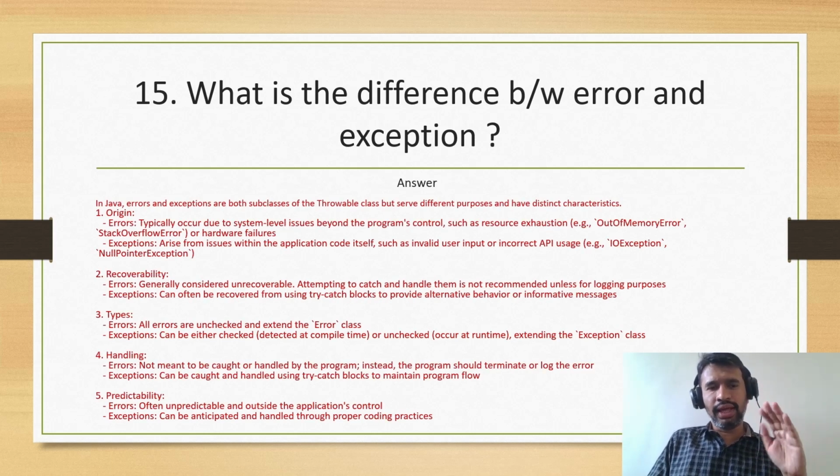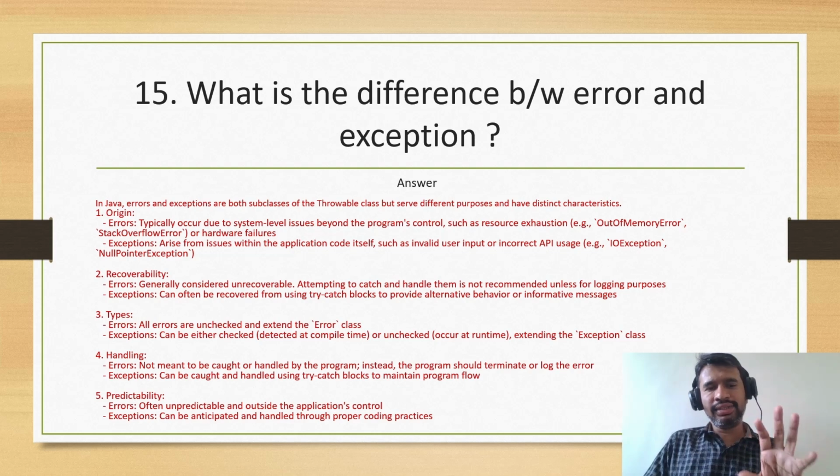So basically, both errors and exceptions are subclasses of Throwable. Throwable is a parent class. So errors and exceptions are from Throwable only. That's the common thing. So let's try to understand the different things like how it is originated, recoverability, types, and handling and predictability.